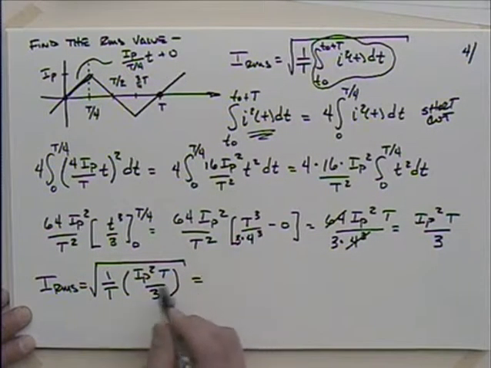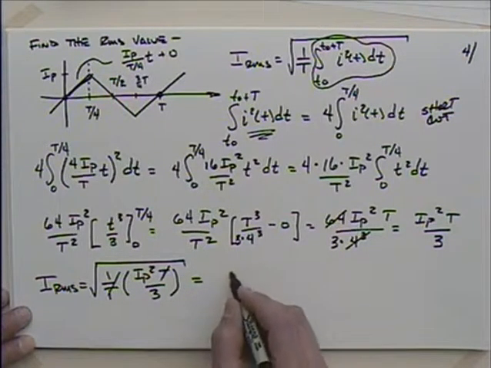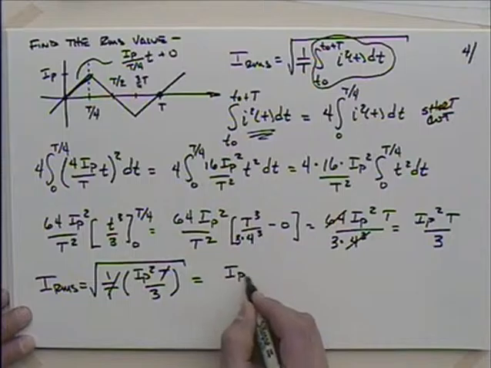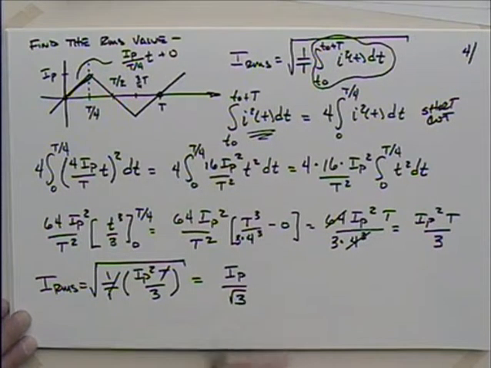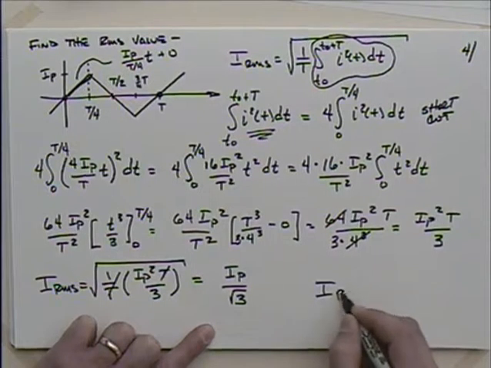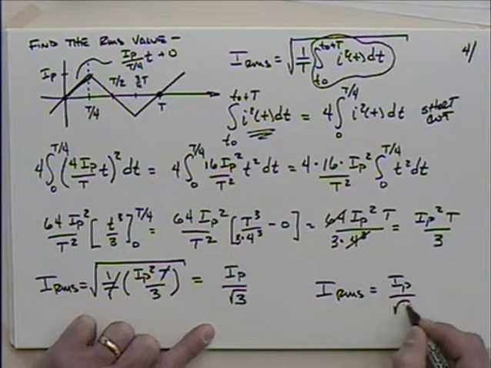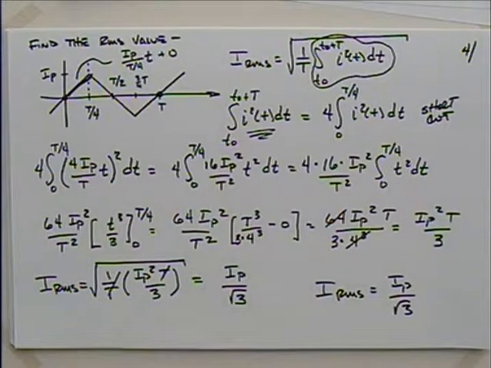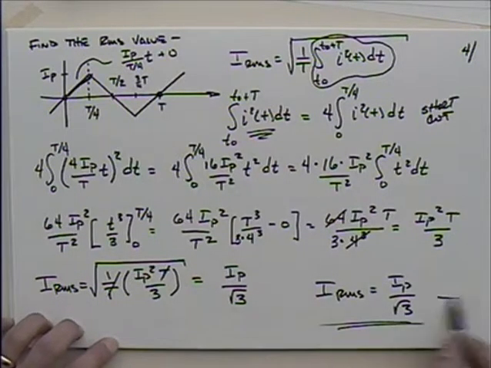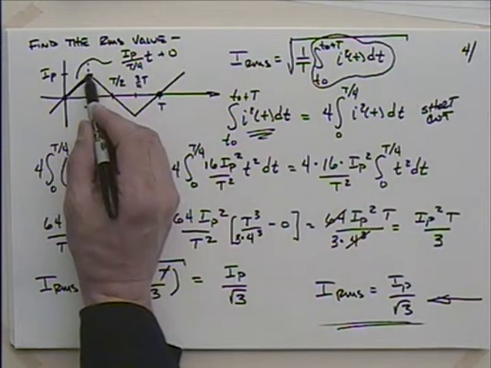So what's that turn out to be? I get to cancel that with that. And we get the peak value divided by the square root of 3. So we can say with this that the RMS value is equal to the peak value divided by the square root of 3. So instead of square root of 2 like you have for a sinusoidal signal, we have the square root of 3.